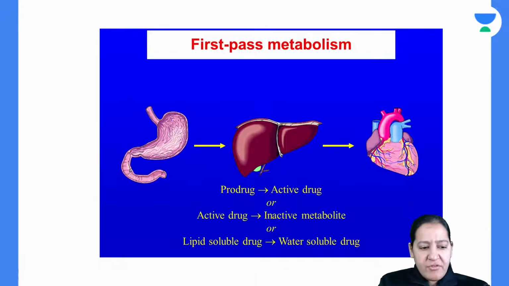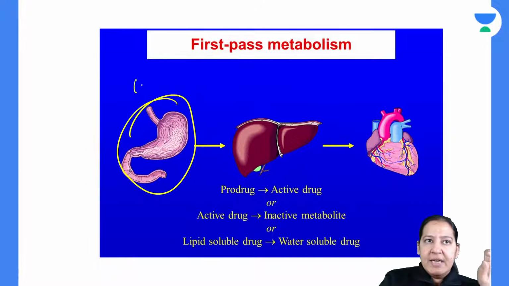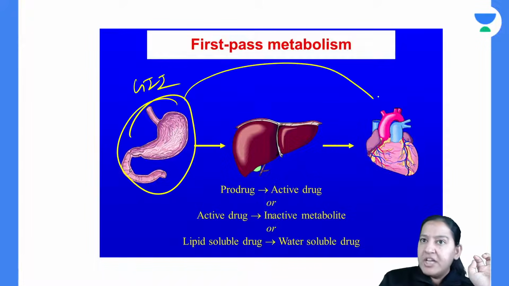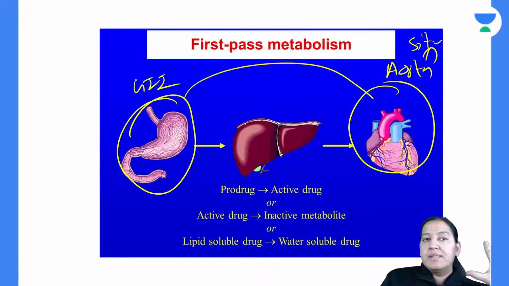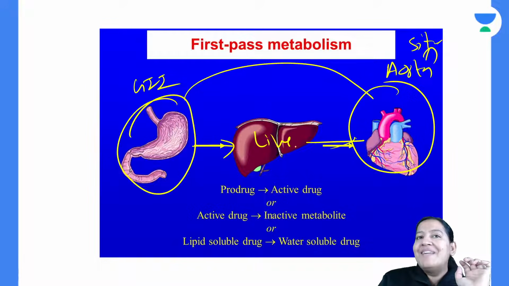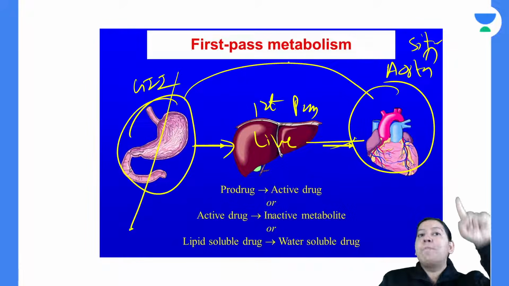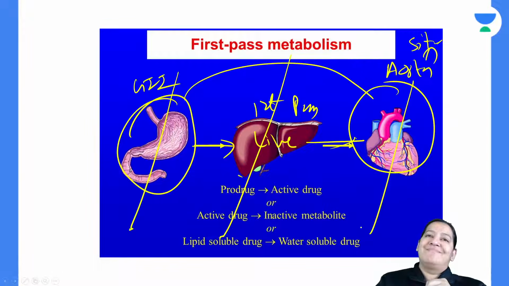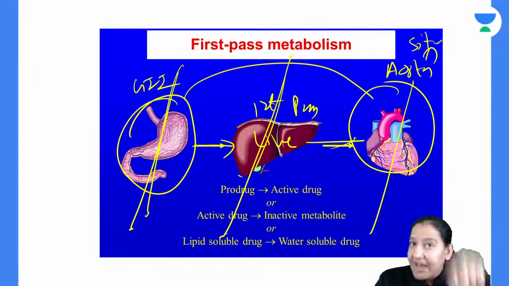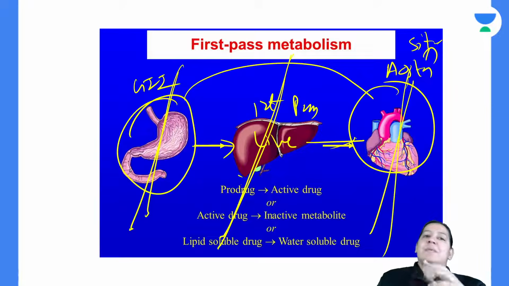So you are giving the drug via GIT. From GIT, before reaching the aorta, I want it to go directly to the aorta, so that from the aorta it goes to the site of action, right? But this doesn't happen. On the way, the liver will come. So the liver is the first pass. The drug has to pass through the liver before going to the systemic circulation.